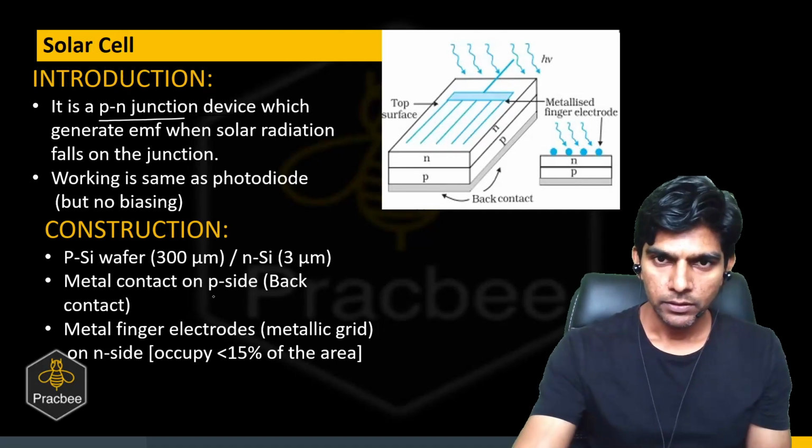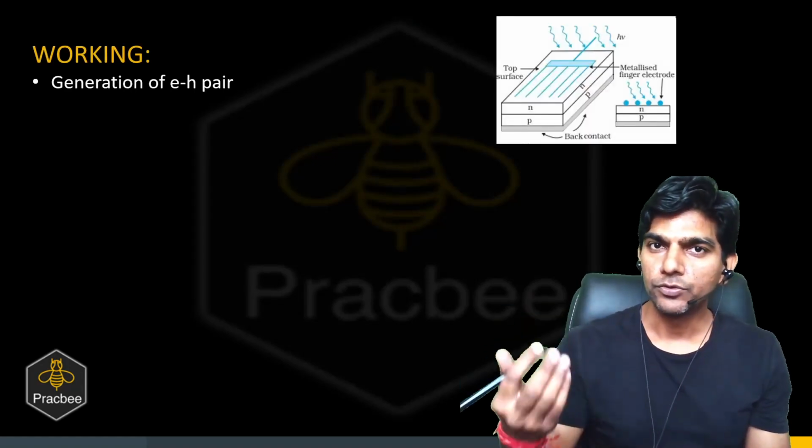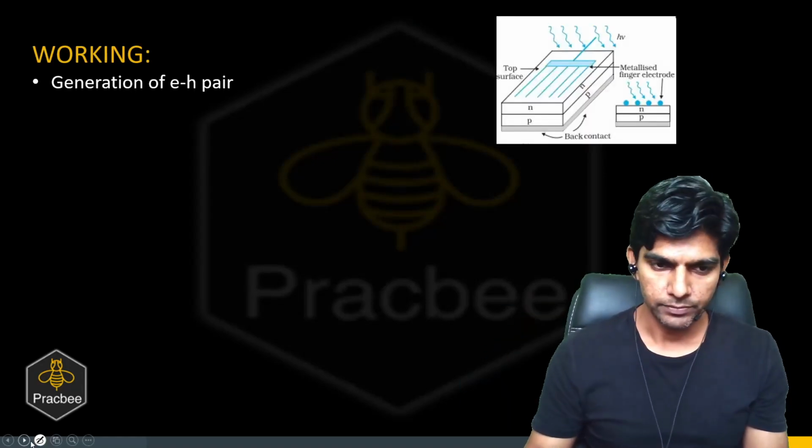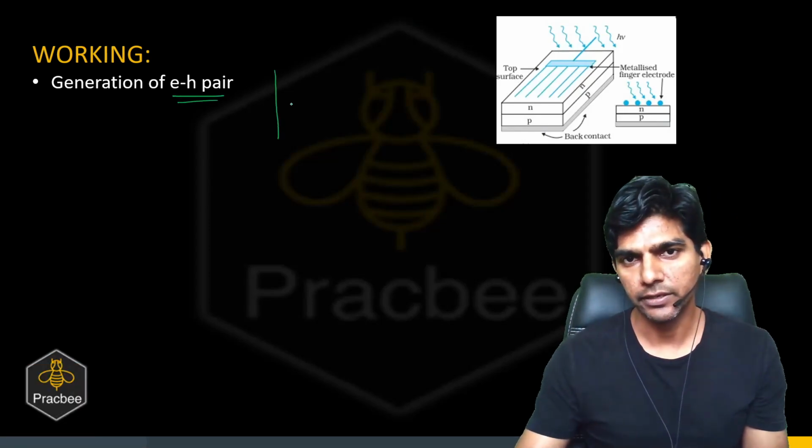Now let's see how it works. So first of all, when we incident photons, there will be an electron hole pair generation, right? So there is an electron hole pair generation. So let me show this with a diagram.